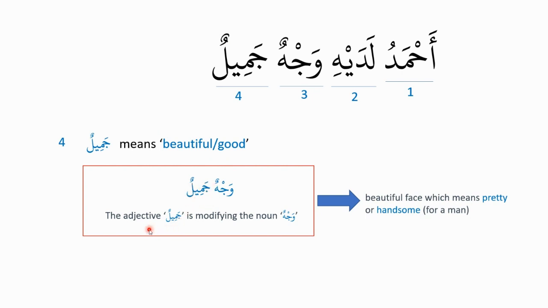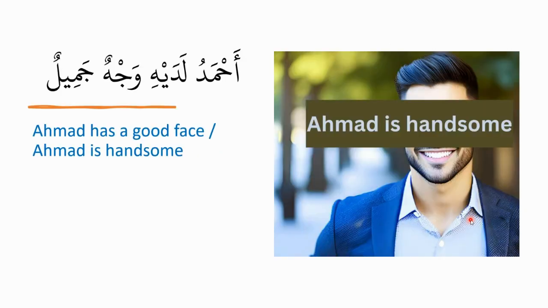Jamilun is the adjective. The adjective jamil is modifying the noun wajhun. So wajhun jamilun means beautiful face or pretty, or handsome for a man. So Ahmad ladayhi wajhun jamil means Ahmad is handsome or Ahmad has a good face.